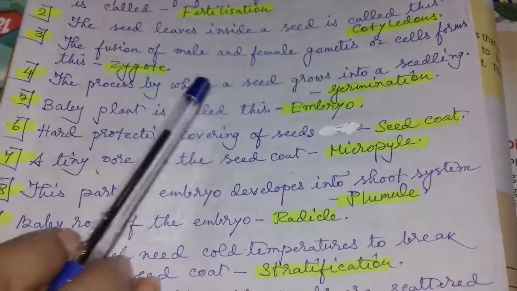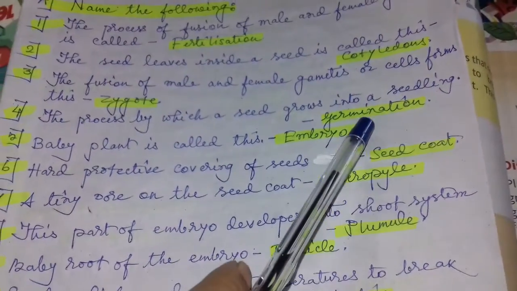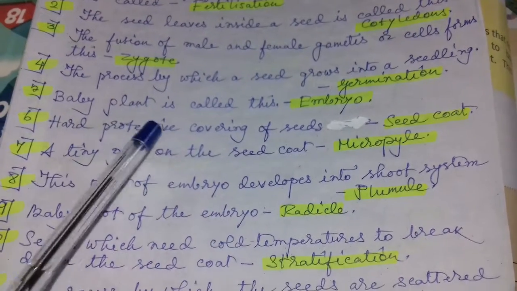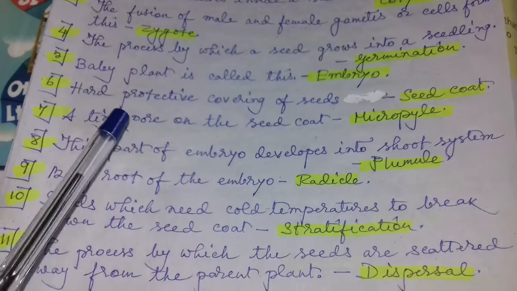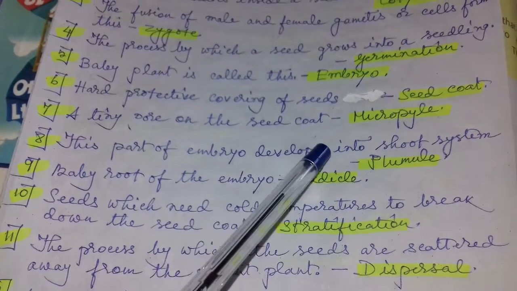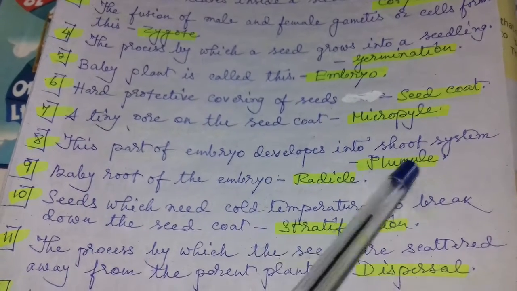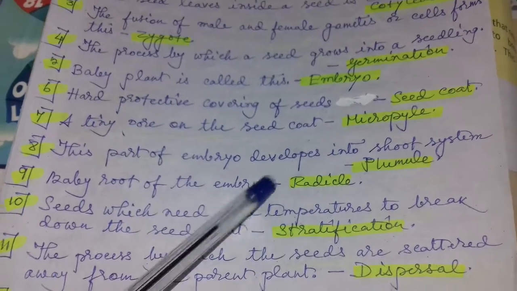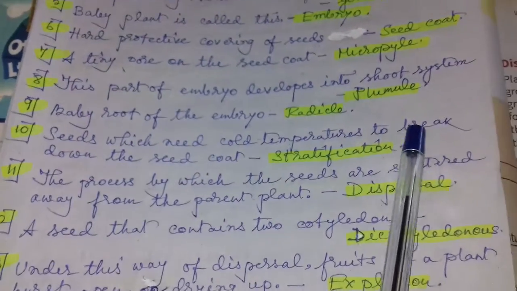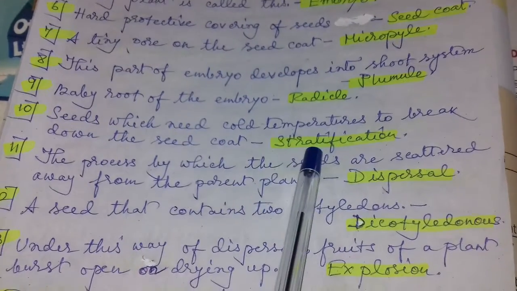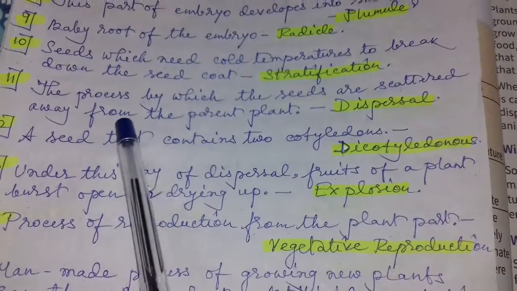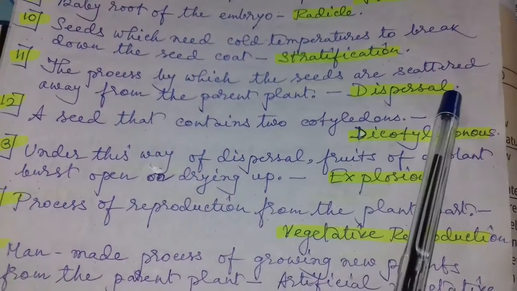The process by which a seed grows into a seedling, germination. Baby plant is called the embryo. Hard protective covering of a seed, seed coat. A tiny pore on the seed coat, micropyle. This part of the embryo develops into the shoot system, plumule. Baby root of the embryo, radicle. Seeds which need cold temperature to break down the seed coat, stratification. The process by which the seeds are scattered away from the parent plant, dispersal.